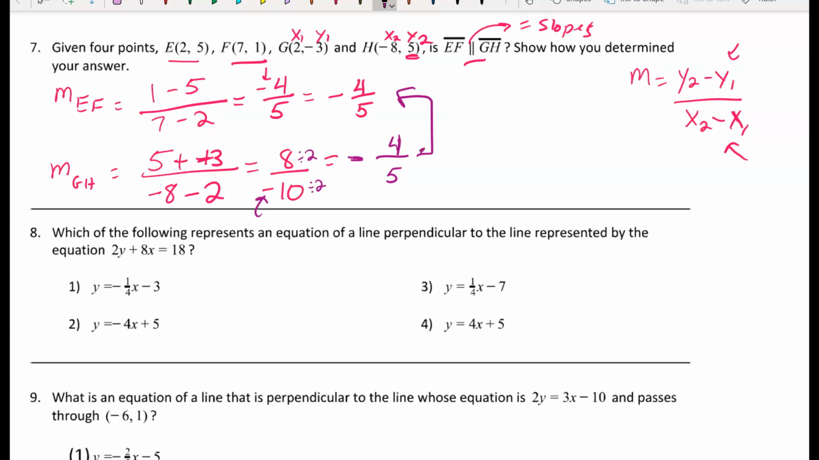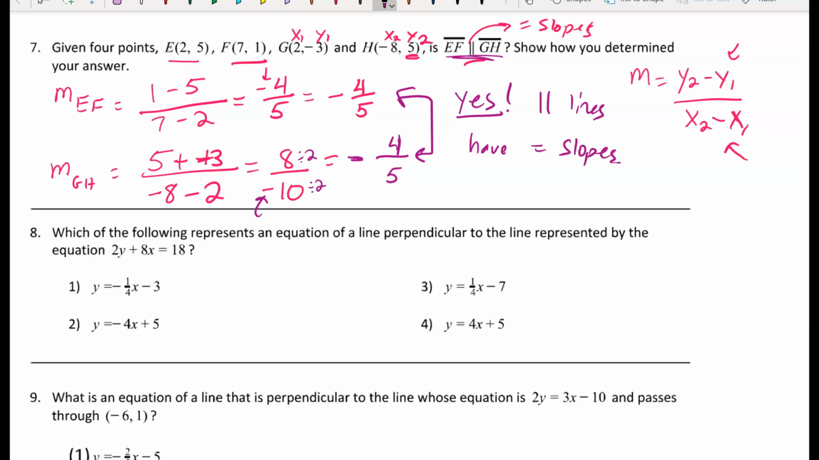So if I'm analyzing these slopes, and I'm trying to determine if EF is parallel to GH, I would say yes. My reason being is that parallel lines have equal slopes. And I just showed that here.